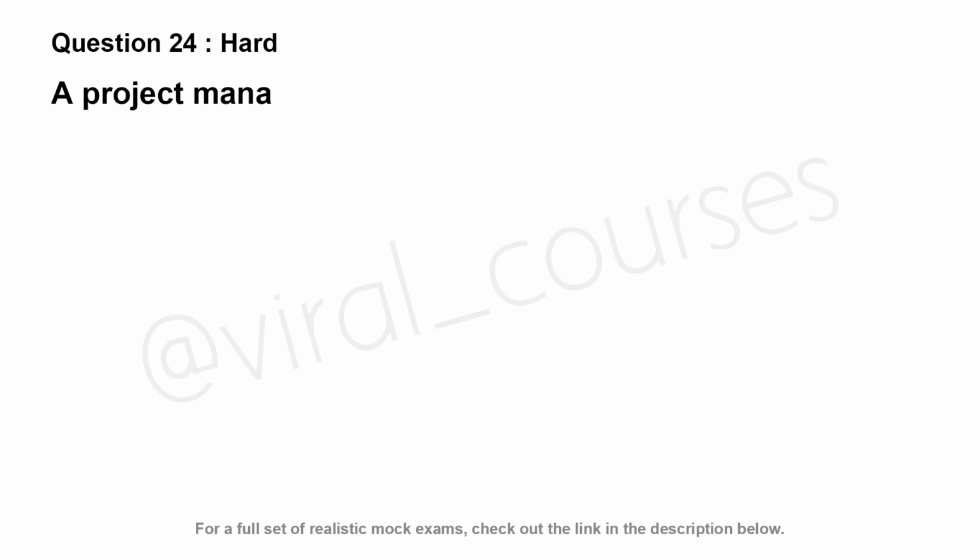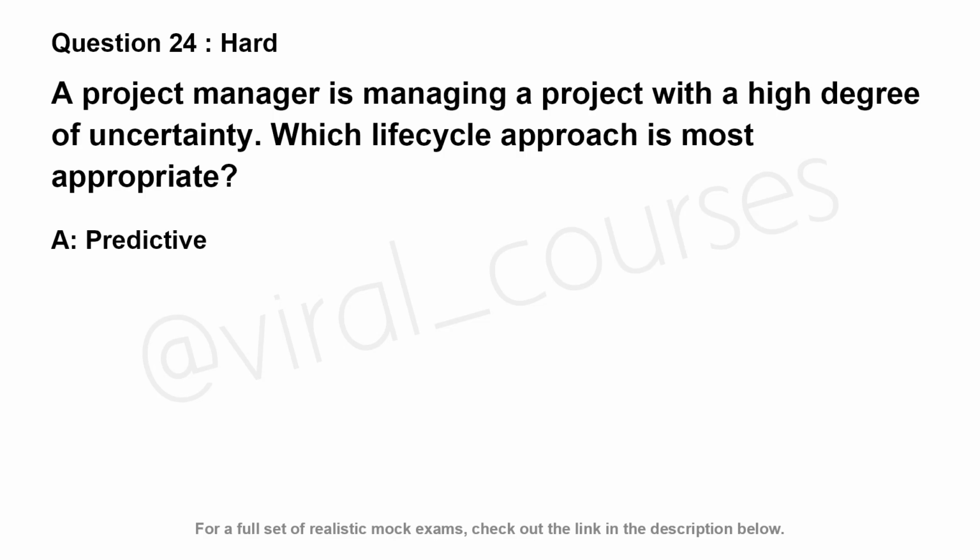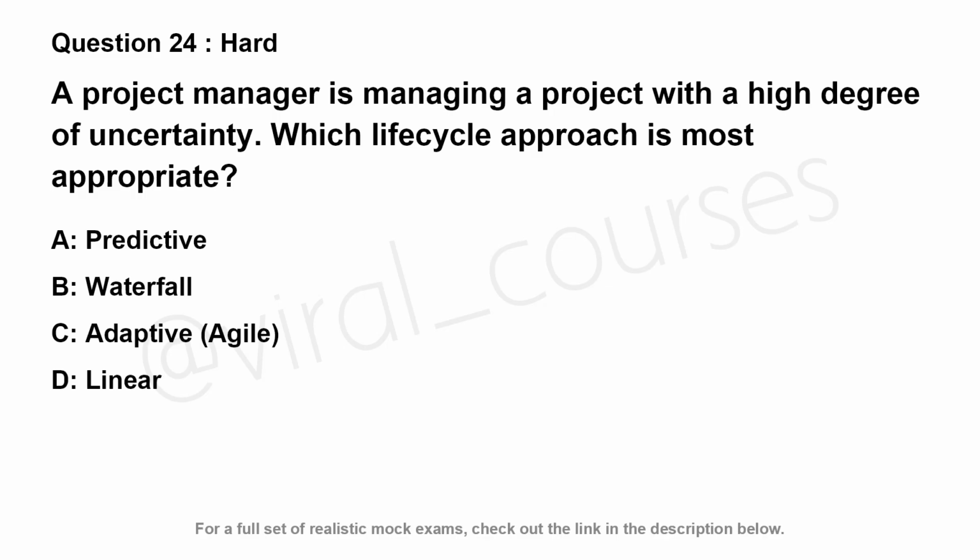A project manager is managing a project with a high degree of uncertainty. Which life cycle approach is most appropriate? Option A. Predictive. Option B. Waterfall. Option C. Adaptive, Agile. Option D. Linear.